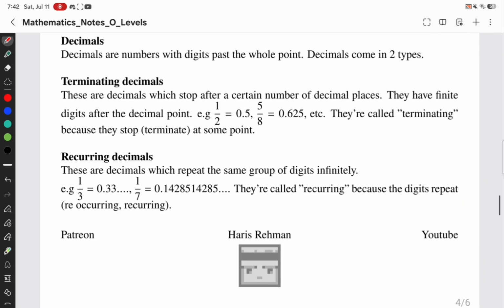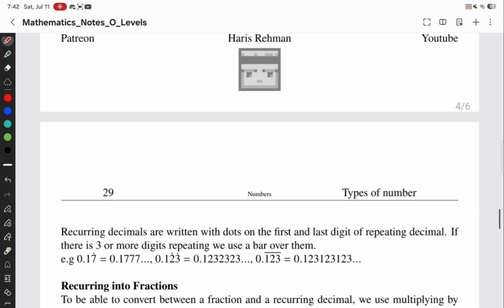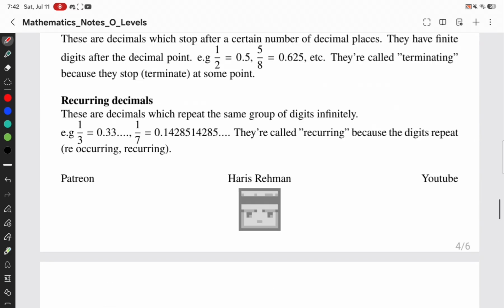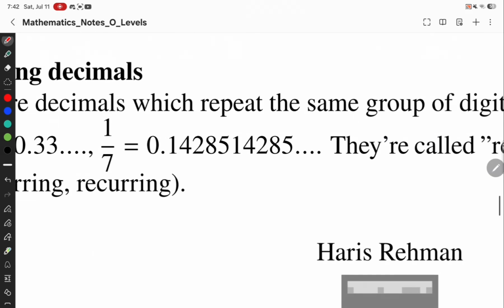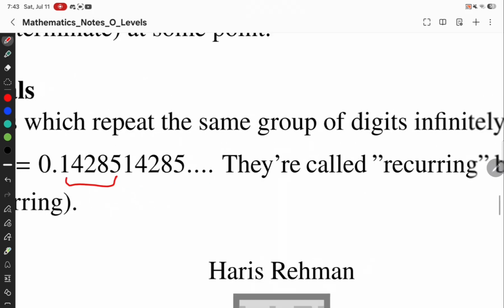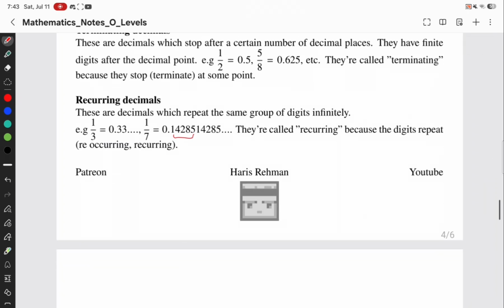Recurring decimals. These are decimals which repeat the same group of digits infinitely. Example, 1/3 repeats the digit 3 infinitely: 3, 3, 3, 3, 3, 3, 3. 1/7 repeats 0.142857, 142857. This block is repeating in 1/7. They are called recurring because the digits repeat, meaning reoccur. So you know what a recurring decimal is.